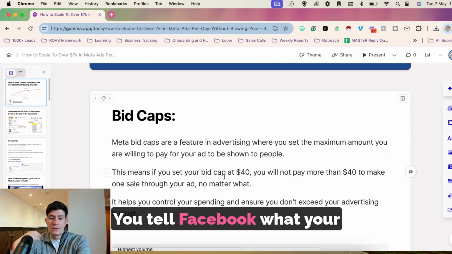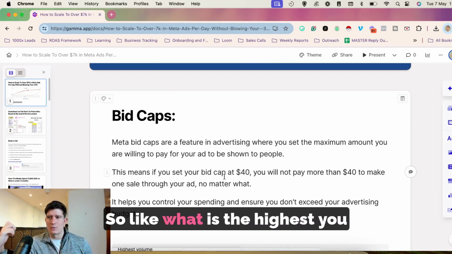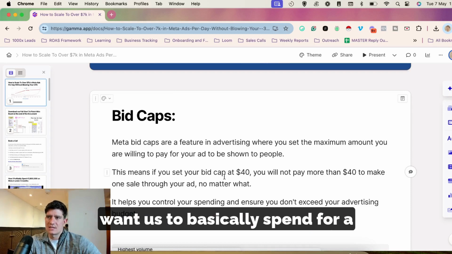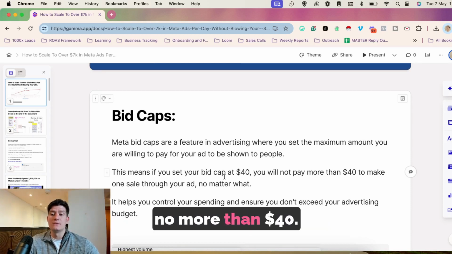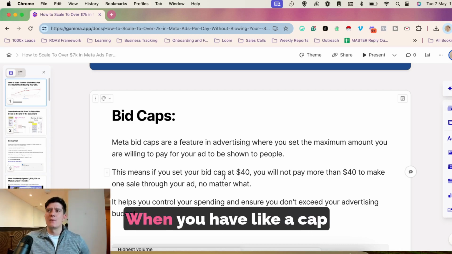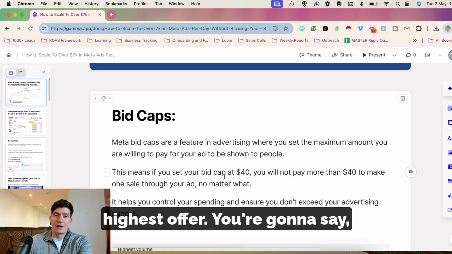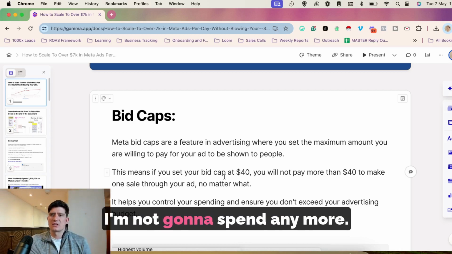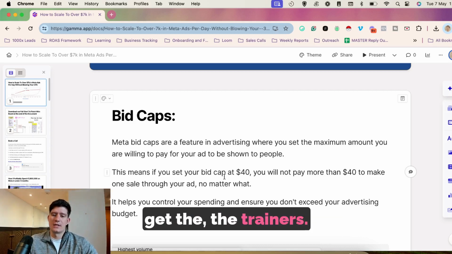You tell Facebook what your cap is for a cost per sale. What is the highest you want us to spend for a purchase, and it'll spend no more than $40. It's a little bit like eBay when you want to buy some trainers. You put in your highest offer, say there's $100, I'm not going to spend any more, don't go any further if I can't get the trainers.